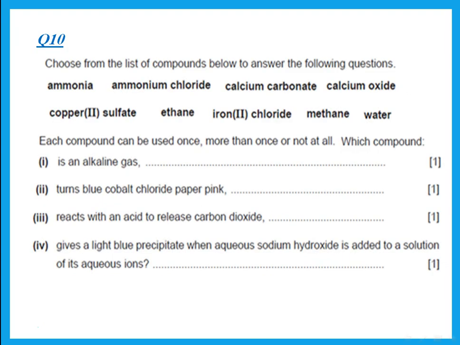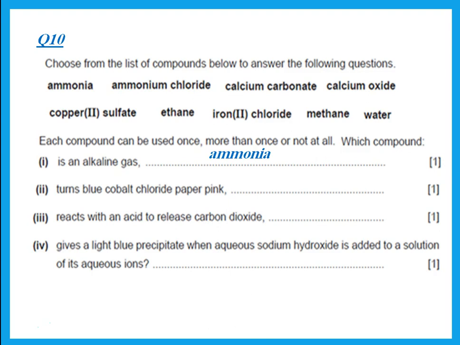This question says, choose from the list. Each compound can be used once or more than once, not at all, and so on. Which compound is an alkaline gas? Remember that the only alkaline gas that we deal with is ammonia. Ammonia is an alkaline gas. It turns red litmus to blue. The other gases are either acidic or neutral.